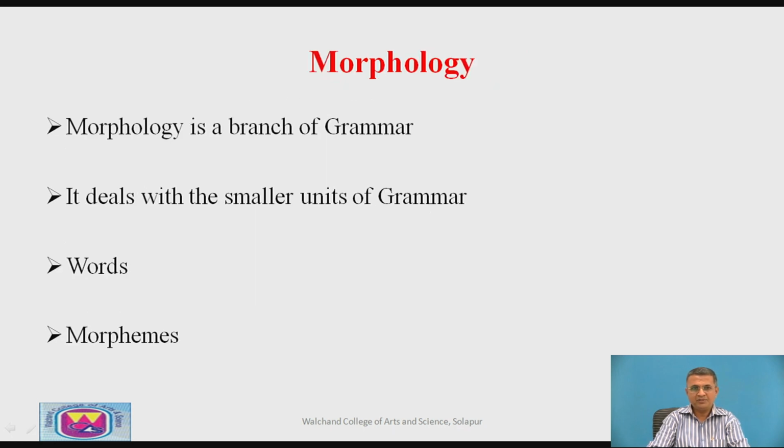Now we come to morphology. Morphology is a branch of grammar. It deals with the smaller units of grammar, for example, words and morphemes. So what we exactly do as far as morphology is concerned, we deal with the smaller grammatical units like words and morphemes.